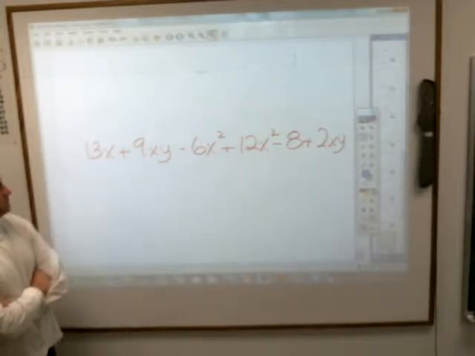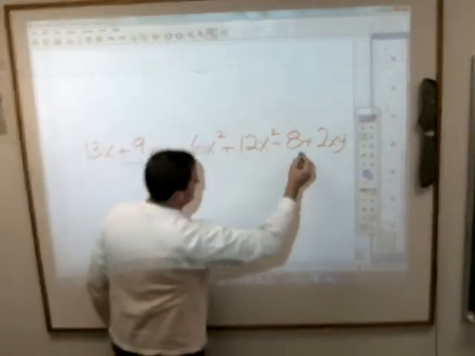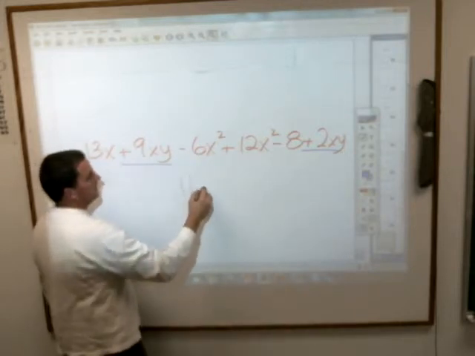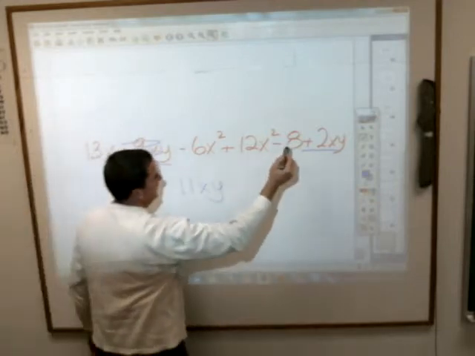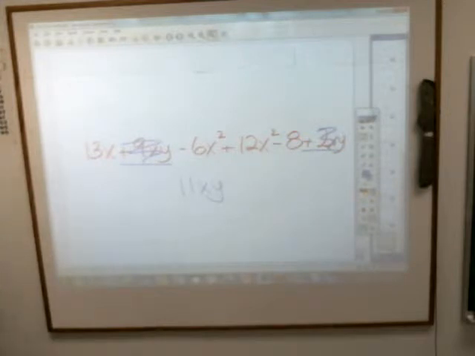11xy. Okay, yes. xy and xy, you have 9 of them, you have 2 more of them. They get along quite well. We have 11 xy's. That's one. Once they combine, they are gone. Don't need them. Alright, what else happens there?